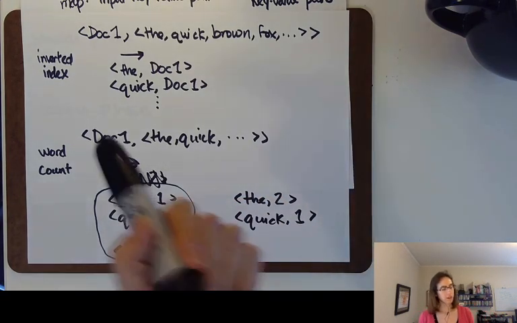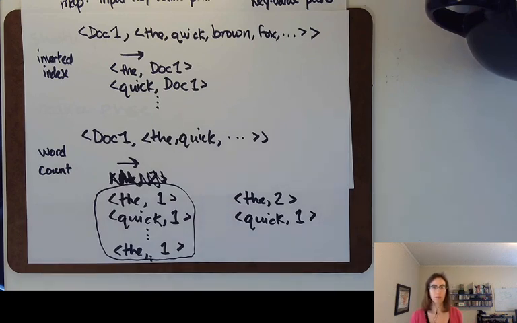Okay, so that's inverted index and word count. What about something else? What about distributed grep? So let's say that we want to search for a string. Let's say that we want to search for the string dog. Maybe we want all documents that have the string dog in them.